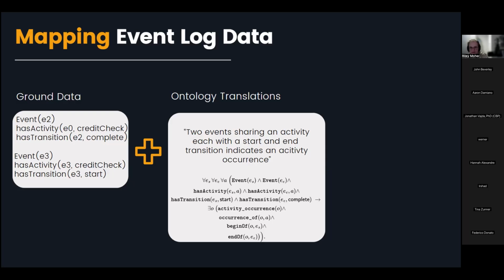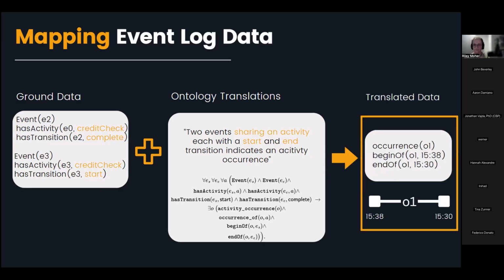So here we have an axiom from our ontology that says if any two events share an activity, right? So these are both talking about a credit check, and there's a start and an end. Then there is this thing called an activity occurrence. So something happening over time. And we can view that sort of on a timeline, right? We've now inferred the existence of a new element of our domain to go in our knowledge base called an occurrence. And we see that it has a begin of and an end of. And intuitively, we know there's a problem here, right? Especially with this timeline visualization, we can see that this doesn't align. But let's see how we actually discover that.